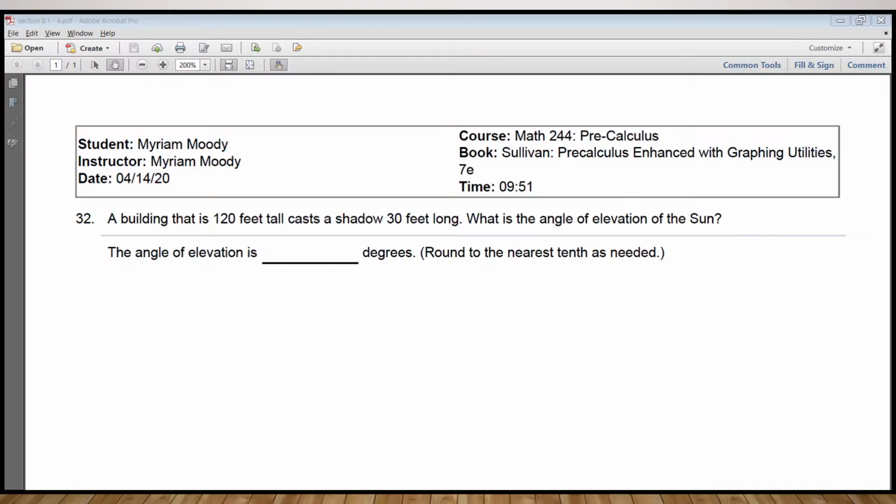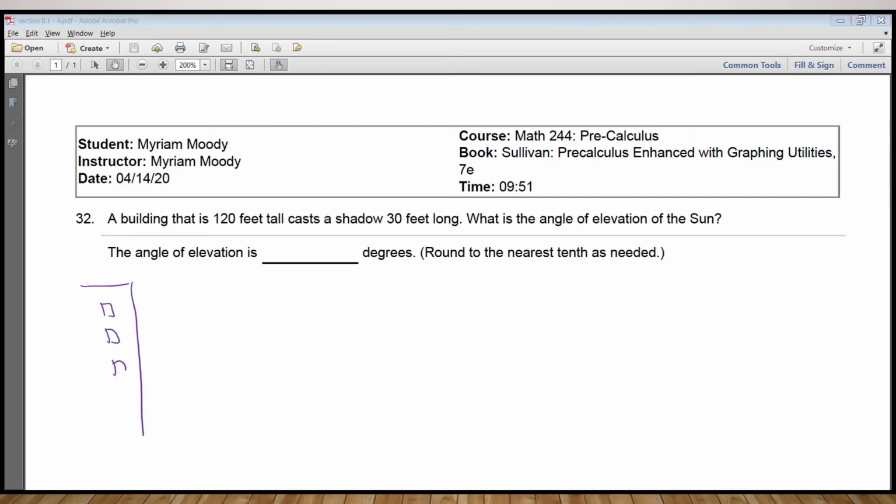All right, let's take a look at this. A building that is 120 feet tall casts a shadow that's 30 feet long. They want to know what is the angle of elevation of the sun. I don't know about you, but I'm drawing myself a picture. I have a building.